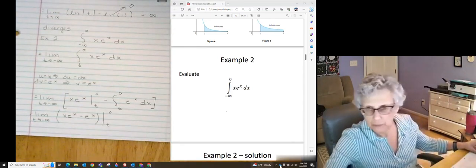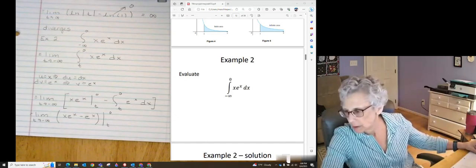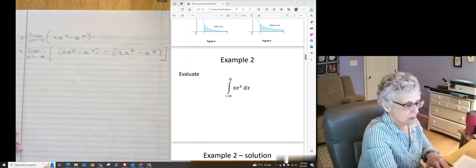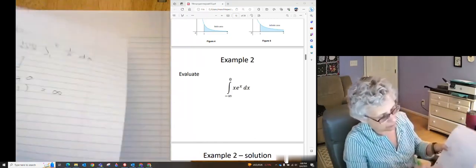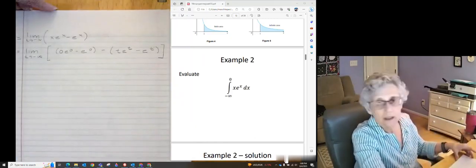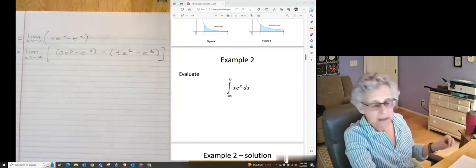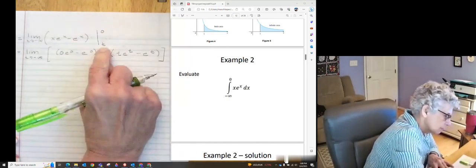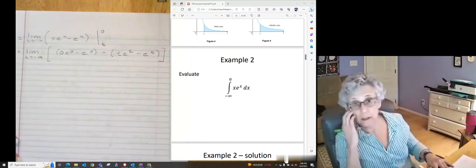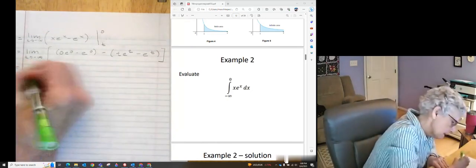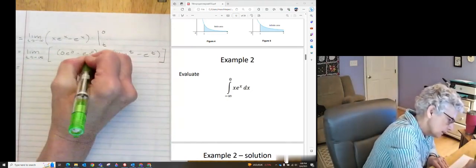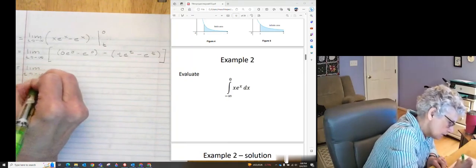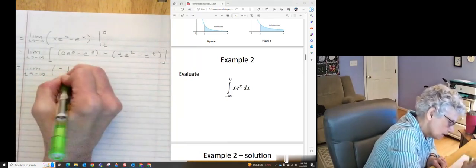I'm going to copy it over on the other side of my paper and start again. So I copied my limit just like it was, just so I wouldn't forget. And then I went ahead and plugged in 0 and t. Remember, we were looking at this evaluated from t to 0, so I plugged the 0 in first. So this is 0 minus 1. I have the limit as t approaches negative infinity of minus 1.